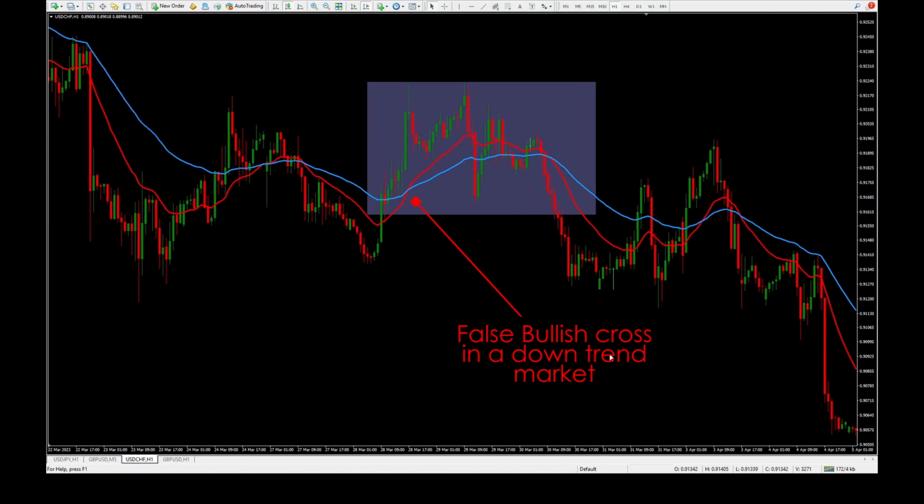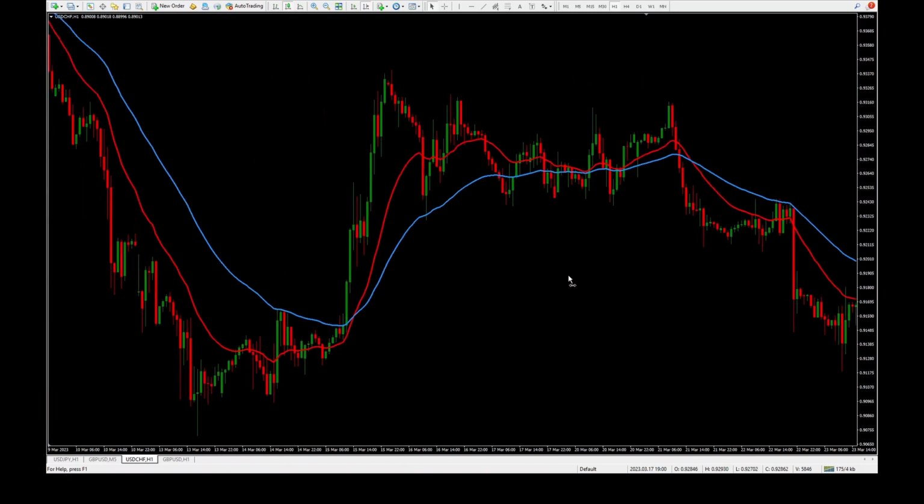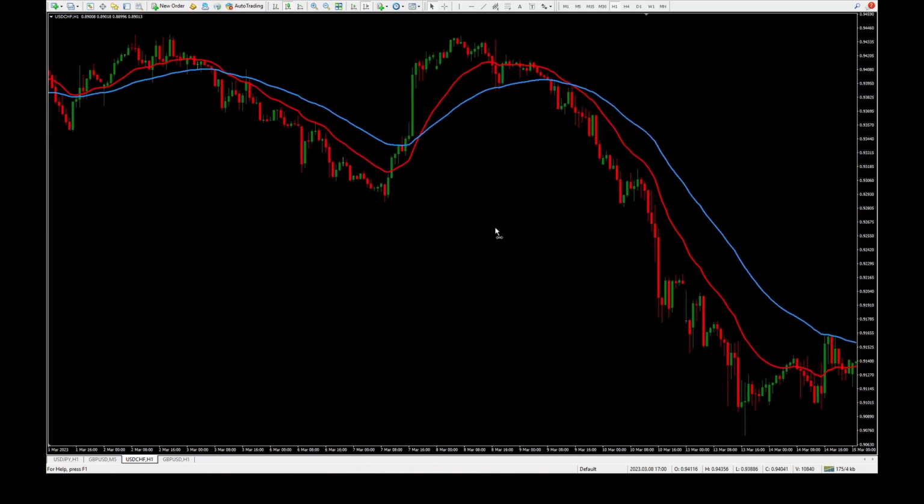Therefore, it's crucial for traders to take the time to thoroughly understand and correctly implement the exponential moving average cross strategy. By doing so, they can increase their chances of success and avoid falling into common pitfalls that may hinder their trading performance.